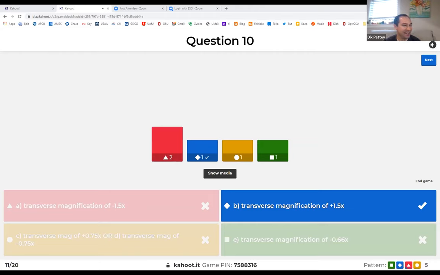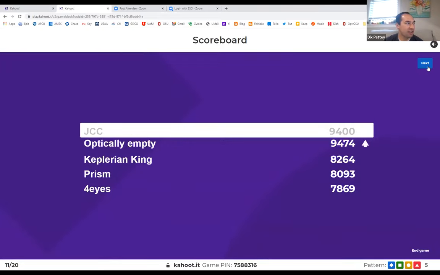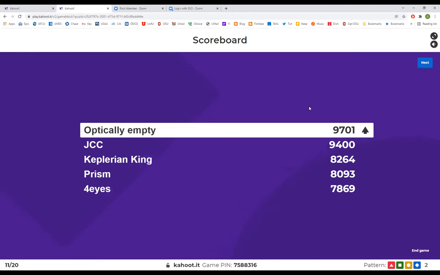Ah, nice. This is why it was double points here. So this one was obviously a tough one. Kind of threw a curveball there. Let's see, who got it right? Optically empty. Nice. Allie, solid work. Hey, Allie, was that a guess? Or yes. Nice. All right.